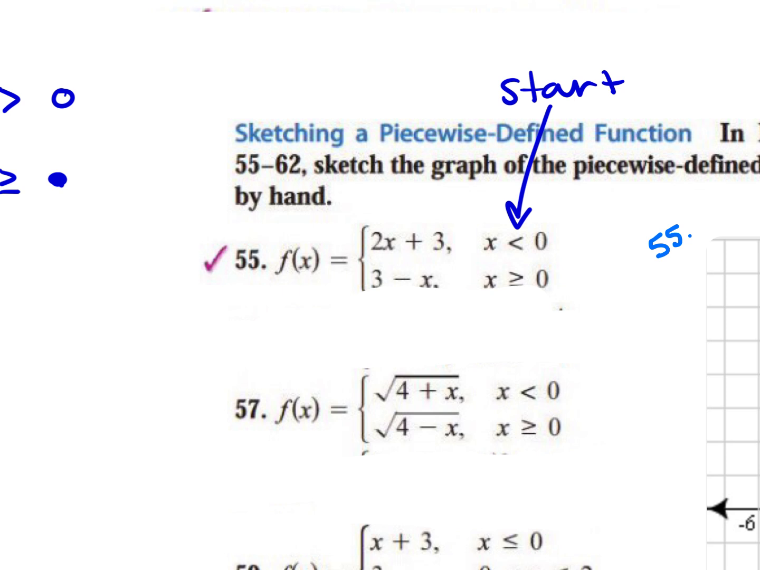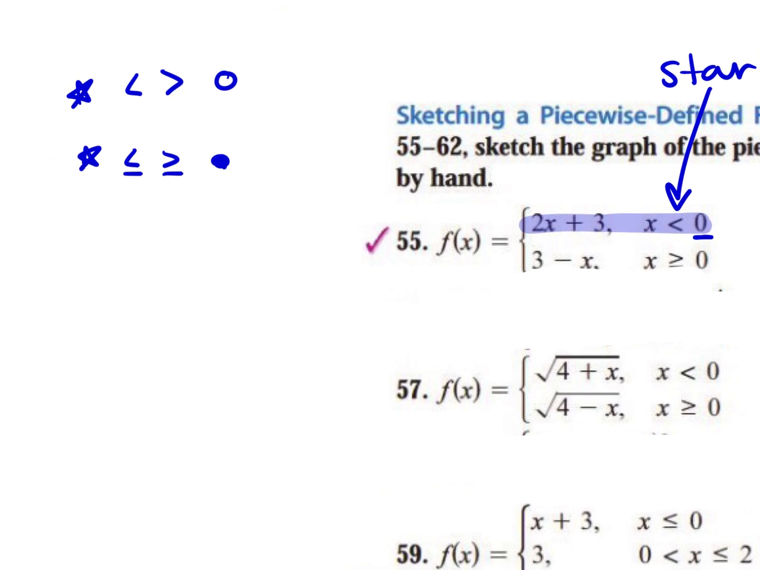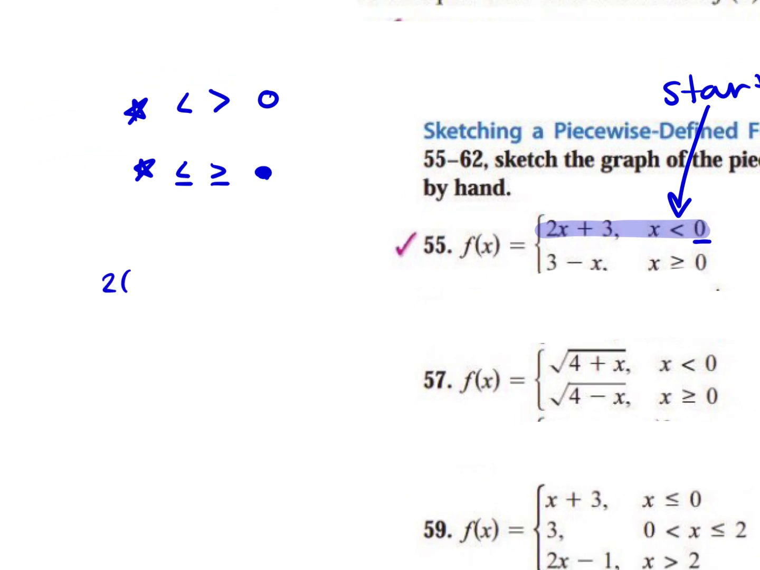I'm going to do one piece at a time, so I'm going to focus on the first piece here, just the 2x plus 3. The first thing I'm going to do is plug in the number that's given. It says x is less than 0, so I'm going to start by plugging in 0. I'm going to do this so I can get points on my graph. So I have 2 times 0 plus 3. 2 times 0 would be 0. 0 plus 3 is 3. So my first point is going to be 0, 3.